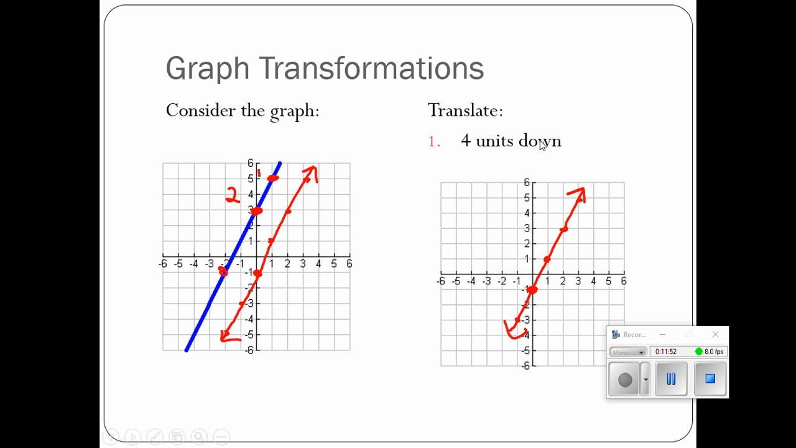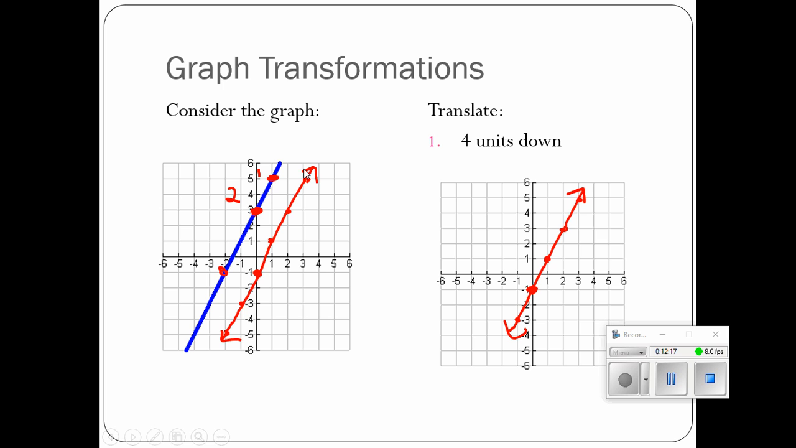So up and down is the y-intercept. So from 3, you're going to go 1, 2, 3, 4. So put a dot here on negative 1. From 5, you're going to go 1, 2, 3, 4. From here, go 1, 2, 3, 4. So put new dots after you move 4 units down and connect and draw this line.